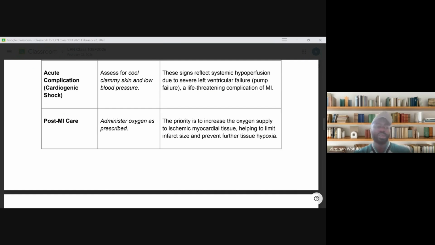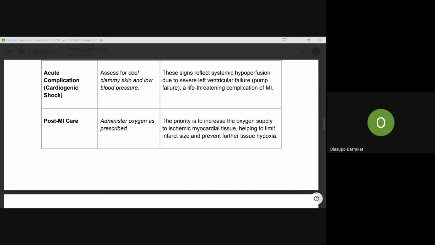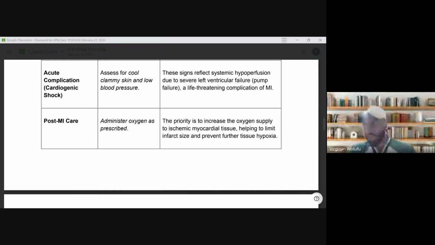Can someone help us with the normal serum potassium levels? 3.5 to 5.0, exactly. So during administration, we check for these levels. When you're administering potassium sparing diuretics, it will retain potassium, so the level of potassium in the blood rises, right? So you need to monitor as well.